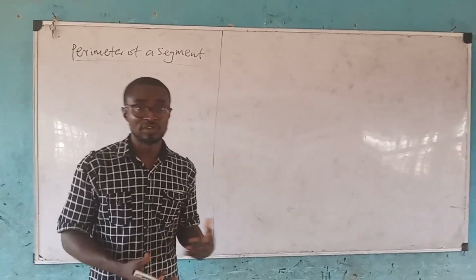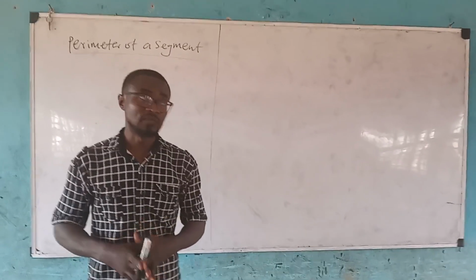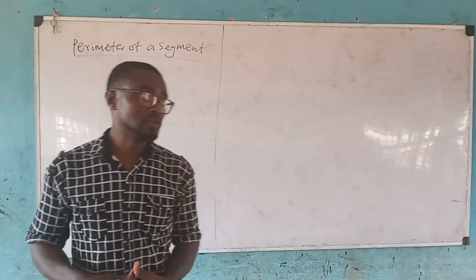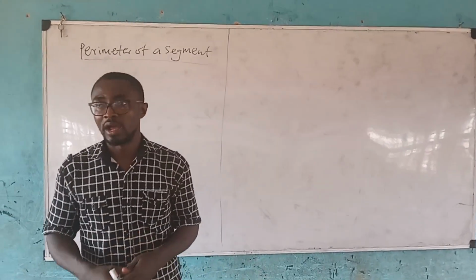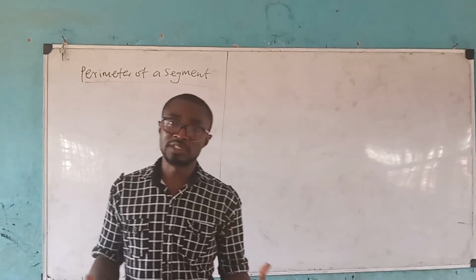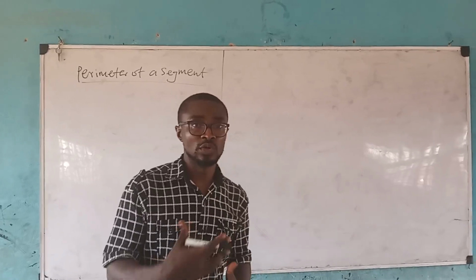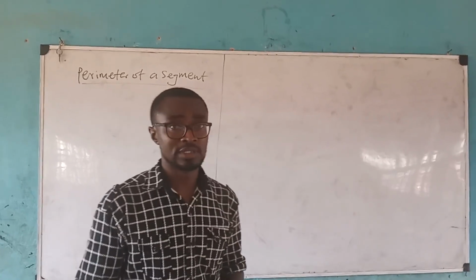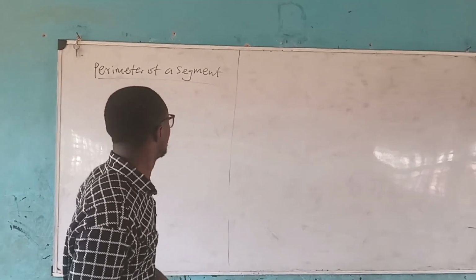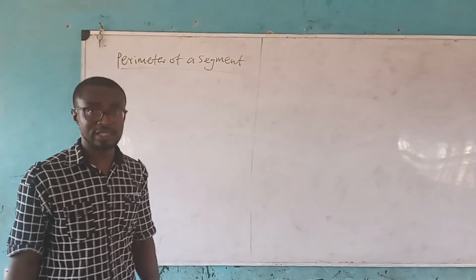Just like in our previous class, we learned how to derive the formula for calculating the length of an arc, and we also went further to apply that formula to solve some calculations. From there, we proceeded to how to determine the formula for calculating the perimeter of a sector, and we also solved some problems using that formula. So today we are going to learn how to determine the formula for the perimeter of a segment.